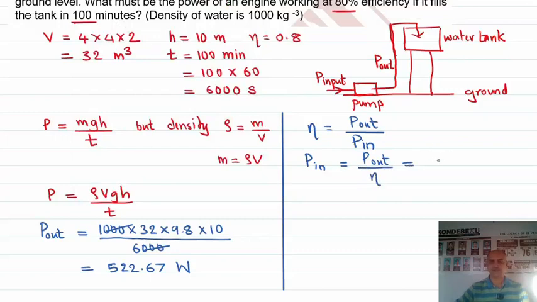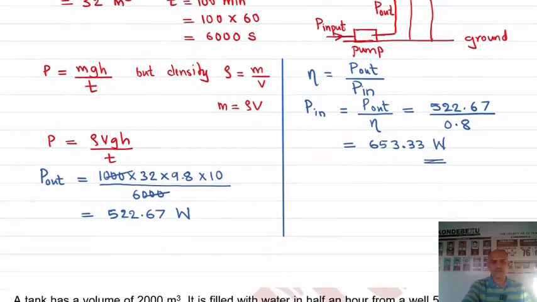So if I substitute 522.67, efficiency is given as 80%, means 0.8. If you divide by 0.8, you are getting 653.33 watt. This should be the power of engine required. So this is the answer. Clear? Generally problems of this type are asked, where efficiency is given and you are required to find power.